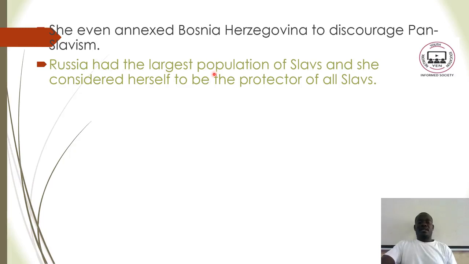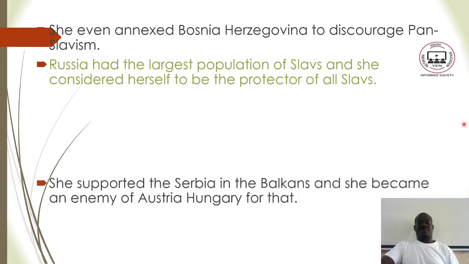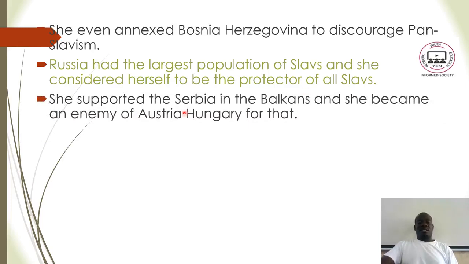Russia had the largest population of Slavs, and she considered herself to be the protector of the Slavs. So in Russia also there were Slavs. Russia took herself to be the protector of the Slavs. She supported Serbia, therefore, in the Balkans, and she became an enemy of Austria-Hungary for that.